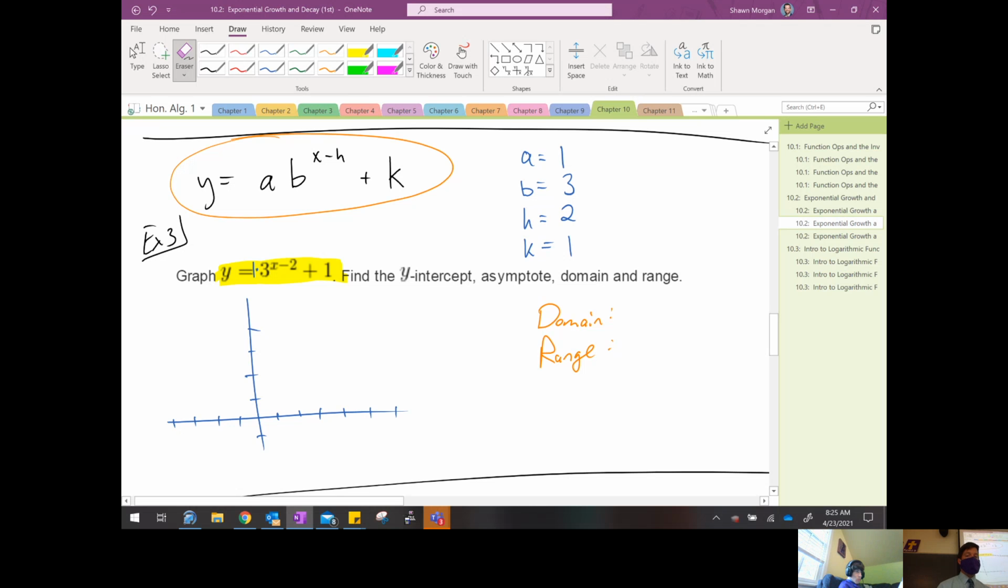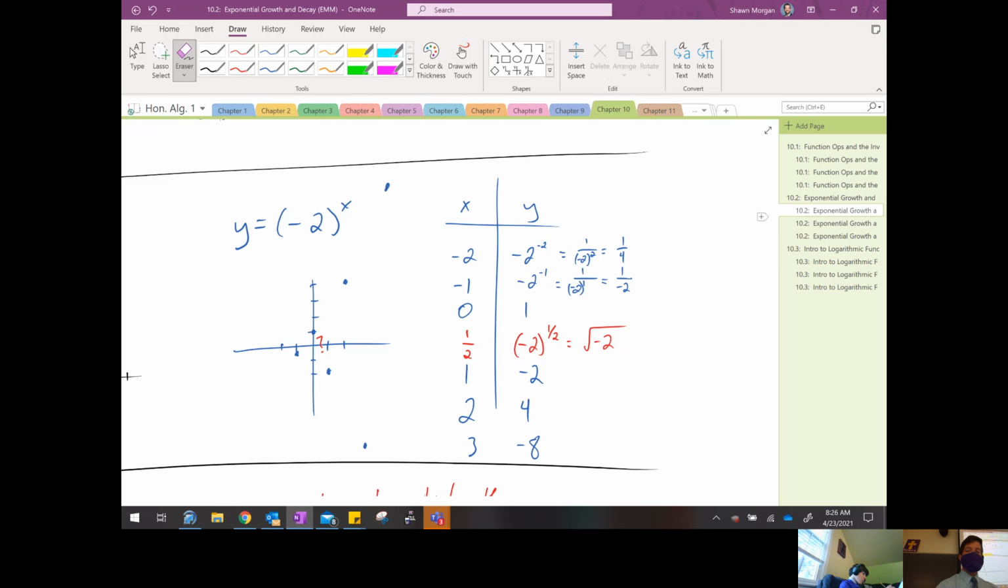Actually, let's get to that now. Let's talk about h. What do you think h will do to my parent function? Very good, Quinn. Say that again. It'll move it or shift it left or right. In class, what do we think k will therefore do? Shift it up or down. Excellent, excellent. You guys remember our little transformation.